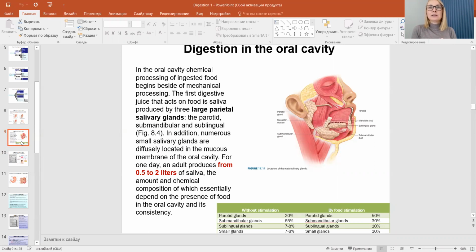Second, saliva facilitates swallowing by moistening food particles, thereby holding them together, and by providing lubrication through the presence of mucus, which is thick and slippery.